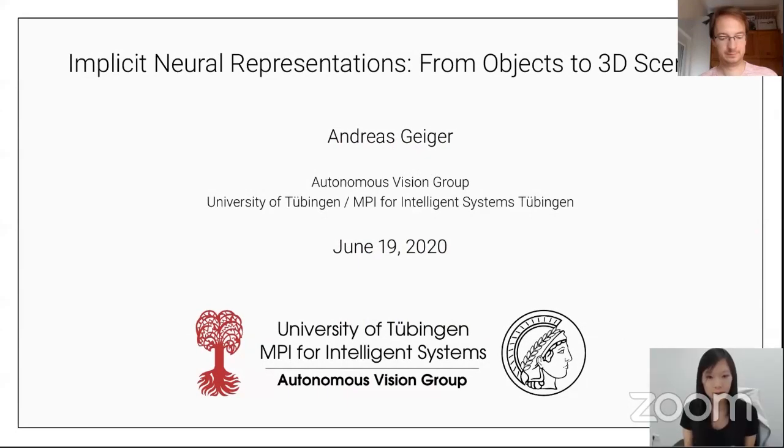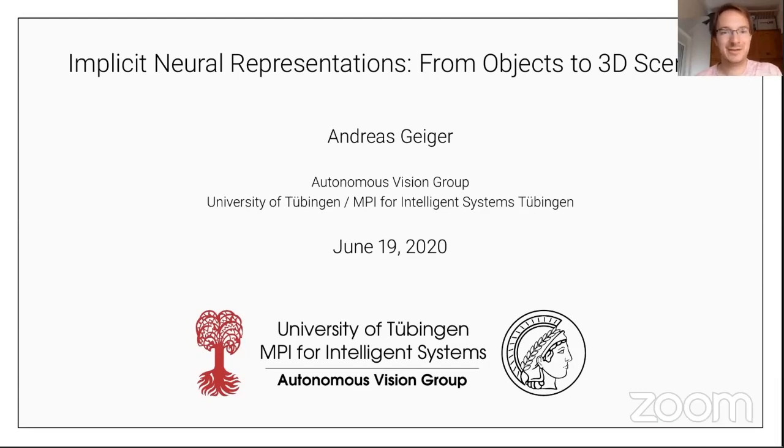Our first talk is from Andreas Geiger, who's a professor at the University of Tübingen and the MPI for Intelligent Systems, where he leads the Autonomous Vision Group. So he's done some really amazing work on 3D understanding, from pioneering KITTI to new methods and representations for generative 3D tasks. And he'll be speaking today about implicit neural representations from objects to 3D scenes. So feel free to ask questions on Zoom and YouTube, and we'll collect them to discuss at the end of the workshop.